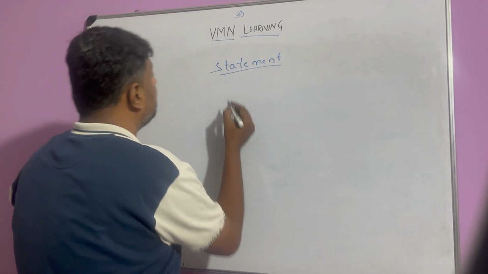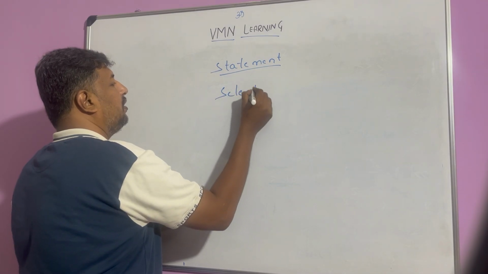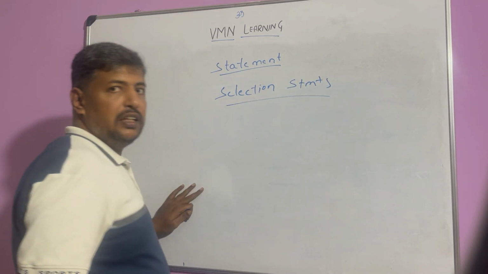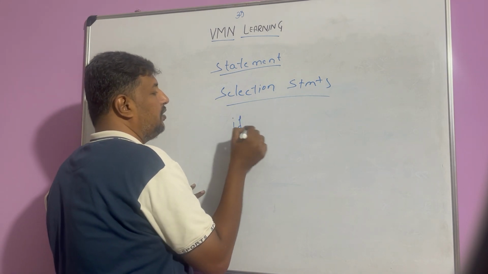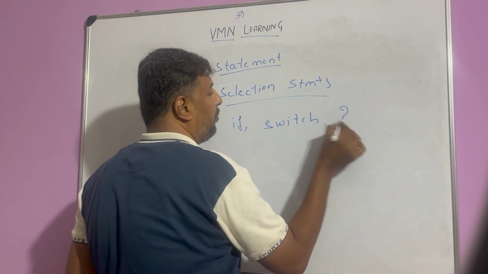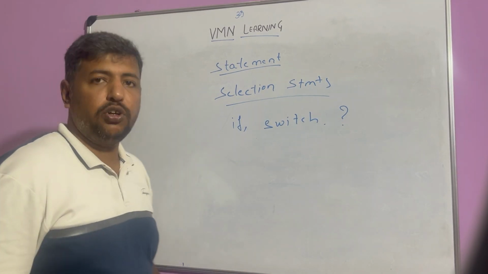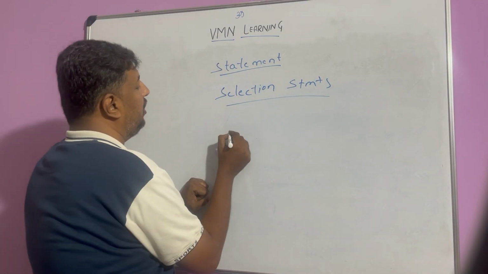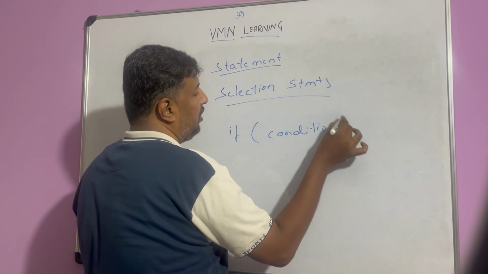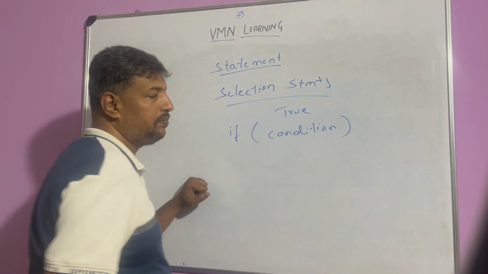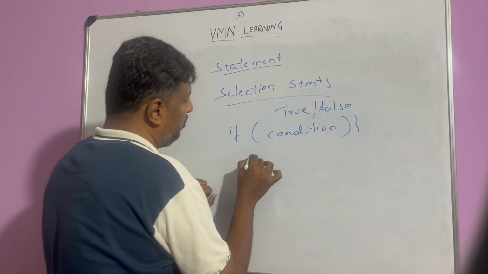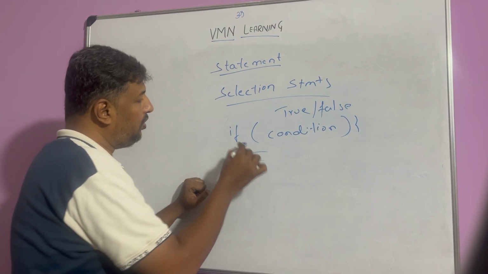Okay, first let's start with selection statements. Selection statements are your if, switch, and the ternary operator. So let's study about the if condition. What it does is it checks a condition, whether it is true or false. If true, the below code is executed. If false, then it will go here.